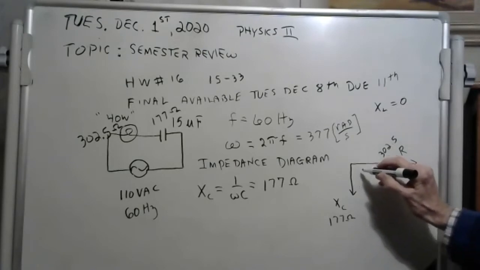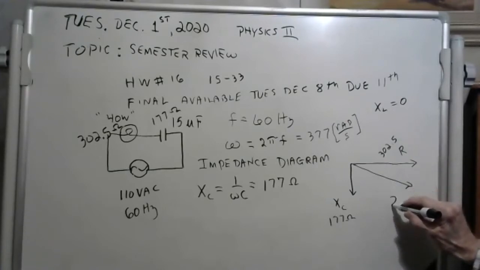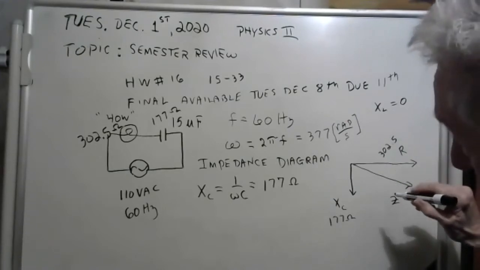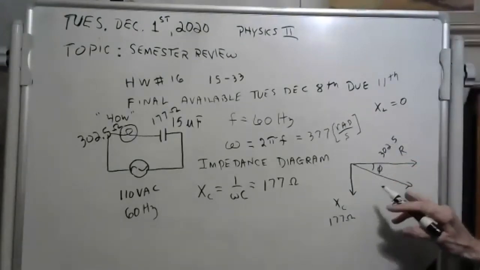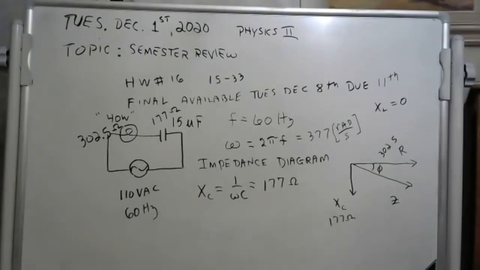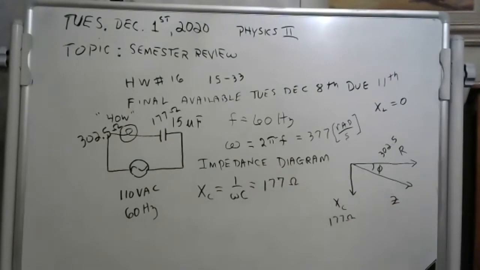And now we can get the impedance. See, the impedance goes from here to here. I want you to find the impedance, and I want you to find this phase angle phi. I'll shut up and I'll let you find the impedance. See, this is called the impedance diagram. Find the impedance, find the phase angle. Go for it.